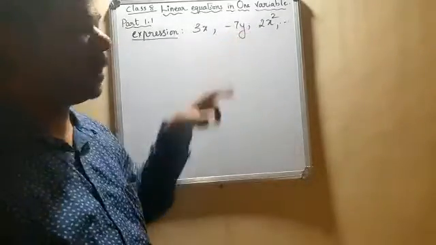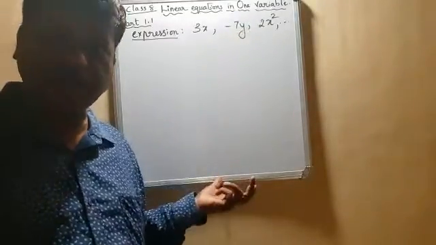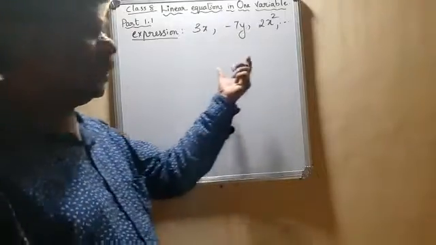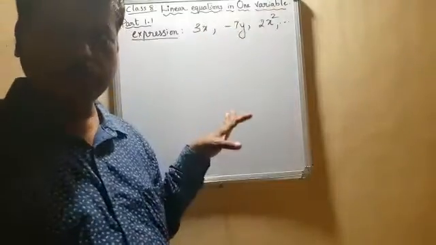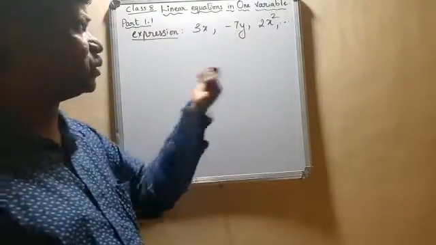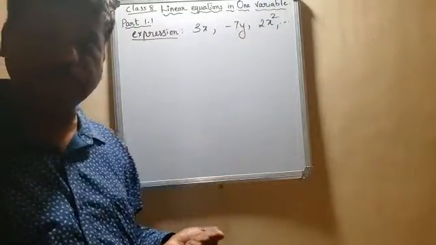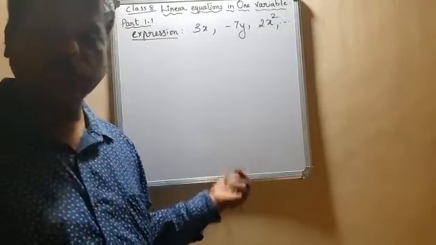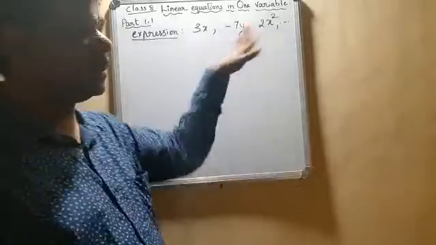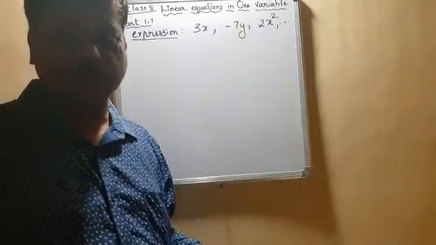Similarly, minus 7y. So minus 7 is the integer which is multiplied to the variable y. Here 2x square. So 2 is the integer which is multiplied to x square, which is a variable having a power 2. So these are examples of algebraic expressions.